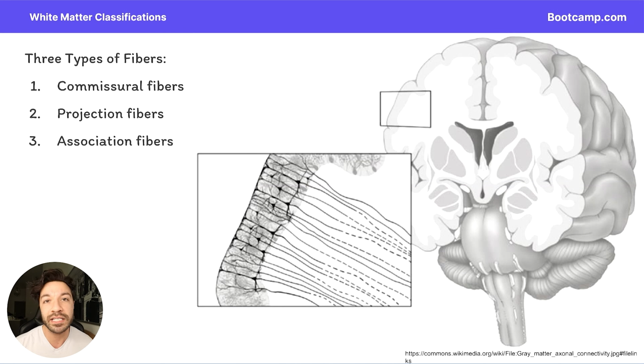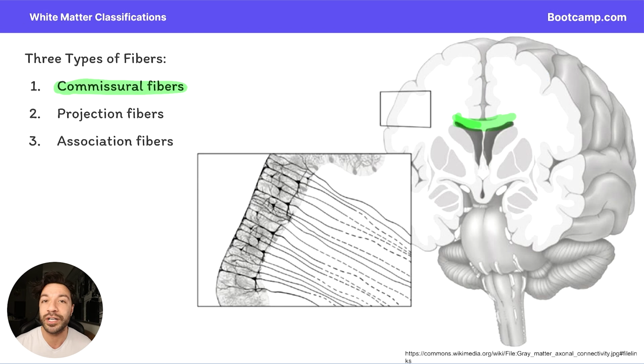So now we can classify white matter into three categories. We have commissural fibers, projection fibers, and association fibers. Our commissural fibers are going to be like the communicating fibers. These are going to connect the left and the right hemispheres. So you can see right here, this is a big commissural fiber. It's crossing that midline right here, and it's going to connect the left hemisphere and the right hemisphere.